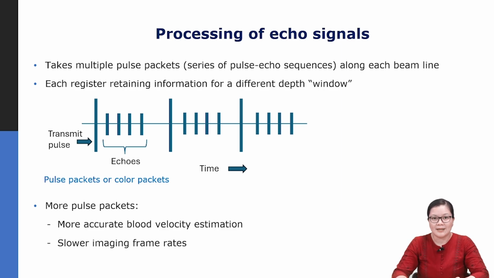The more pulse packets there are, the more accurate the blood velocity estimation. However, to get an entire color flow image, it will take some time to form the image based on these pulse echo sequences. Therefore, if you have more pulse packets, then it might result in slower imaging frame rates. So there's a trade-off with color Doppler here and the imaging frame rates.